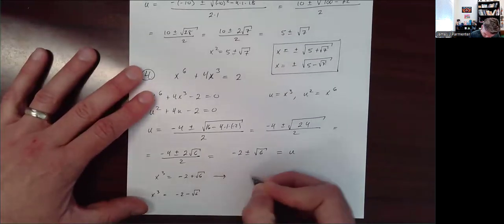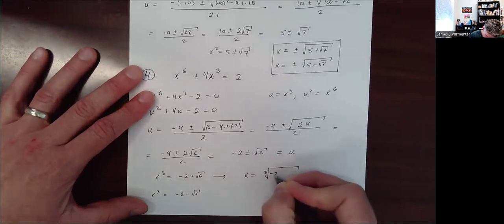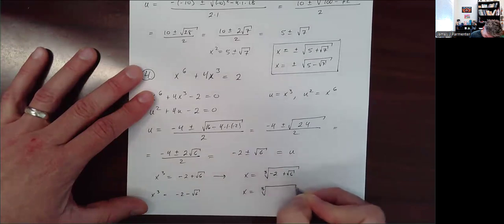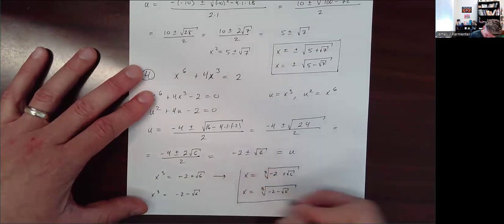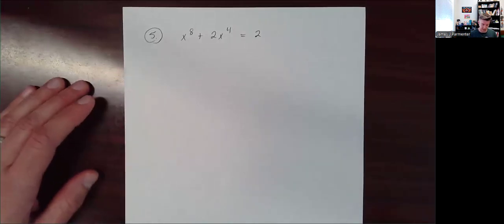So here we're going to get x equal to the cube root of negative 2 plus root 6. Here we're going to get x equal to the cube root of negative 2 minus root 6. It's not a plus or minus because it's a cube root. Odd roots don't get a plus or minus.